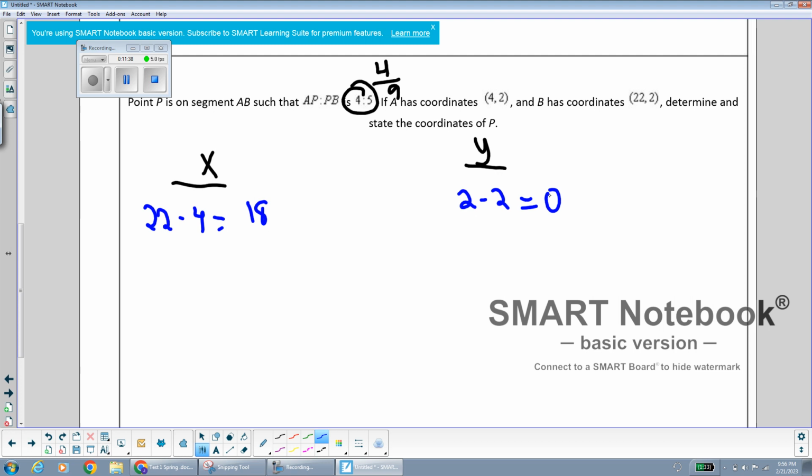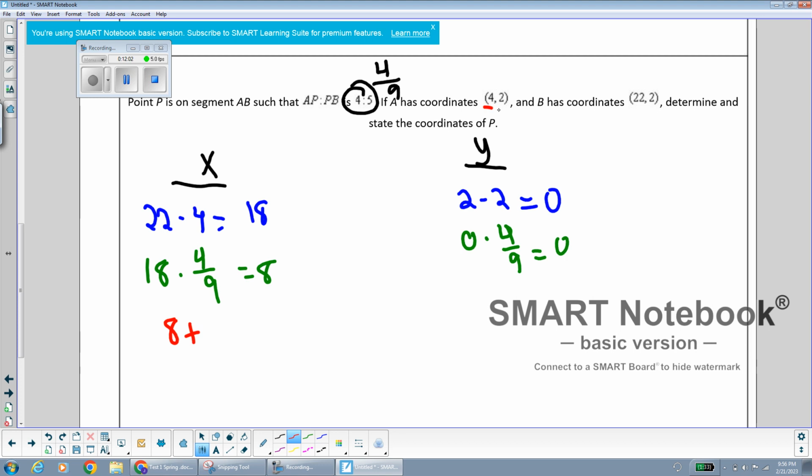This is 0. Then, to our result, we multiply by our fraction. That's how we're going to be dividing the line segment. This one's easy. It's just 0. Let me get my calculator out for 18 times 4/9, and that's 8. One more step, we add the starting x coordinate.